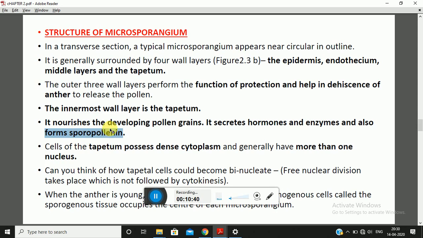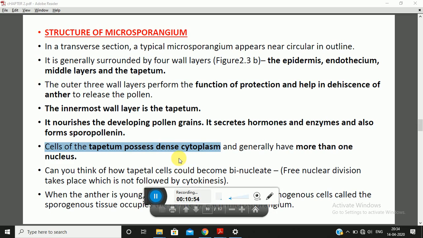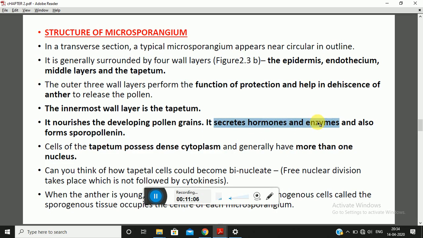So basically it is the tapetum which secretes hormones, enzymes and sporopollenin, which forms the protective part of the anther. The cells of the tapetum have dense cytoplasm, and generally they have more than one nucleus. They secrete hormones and enzymes. They also form sporopollenin, and this sporopollenin will increase the thickness of the exine.